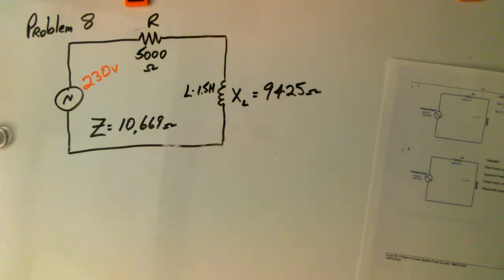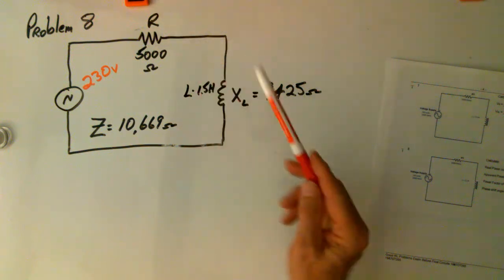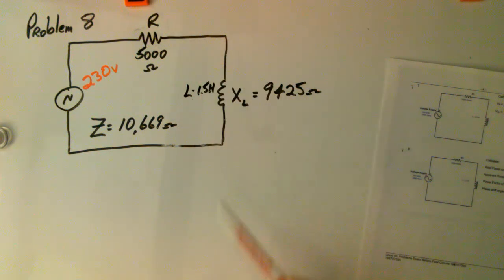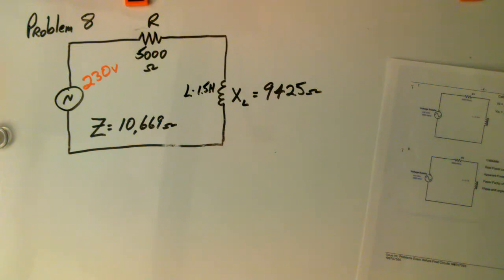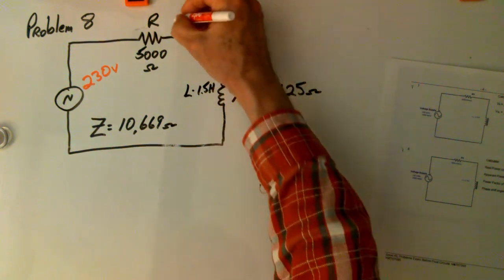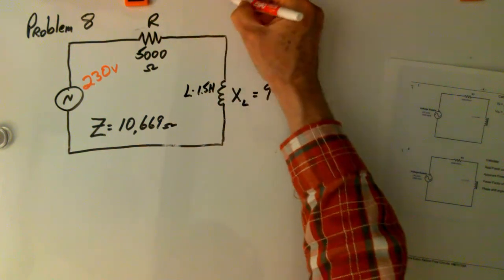Let me reveal a secret here, okay? Anytime you have a circuit of passive devices, such as a resistor and an inductor, those are both passive devices, the only item that consumes real power is this resistor. So, just for giggles, let's take a look at this one.